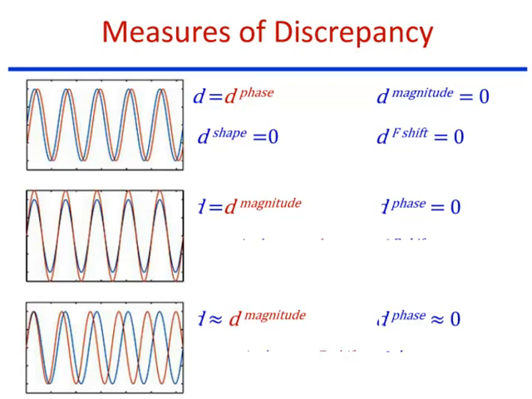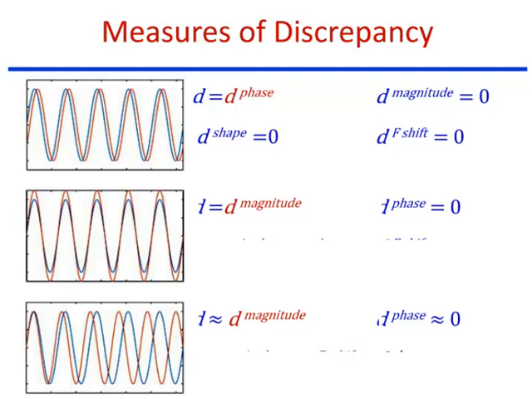These are numerical examples. So here we have 3 numerical examples. In the first case, we have 2 accelerations that have only a phase difference. The total discrepancy as computed is equal to the phase discrepancy, and the rest are equal to 0, as expected. And then for the second case, we have 2 signals that have only a change in amplitude or shape. The total discrepancy is equal to the magnitude discrepancy, and the magnitude discrepancy is equal to the shape discrepancy. The rest are equal to 0.